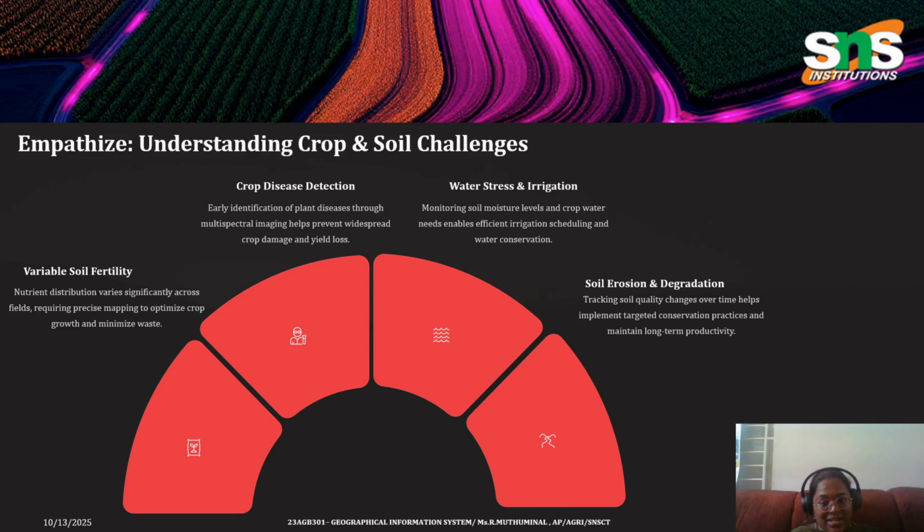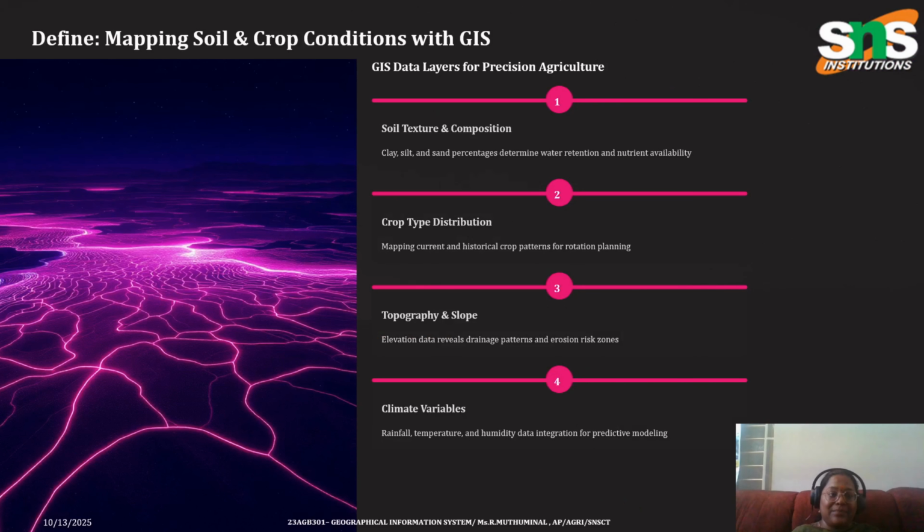Under water stress and irrigation, monitoring the soil moisture level and crop water needs enables efficient irrigation scheduling and water conservation. Soil erosion and degradation monitoring will help us to track the quality changes over time, which will be used to implement targeted conservation practices.